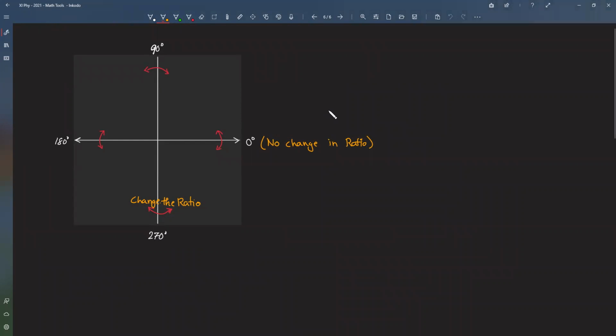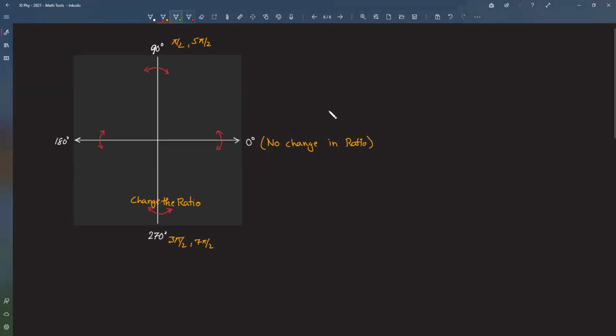If it is along the y-axis, that is 90 degree, 270 degree, 450 degrees and all, or you can simply say in terms of pi by 2, this is pi by 2, this is 3 pi by 2. Then it will be 5 pi by 2, this will be 7 pi by 2. Like that, it will keep going, right?